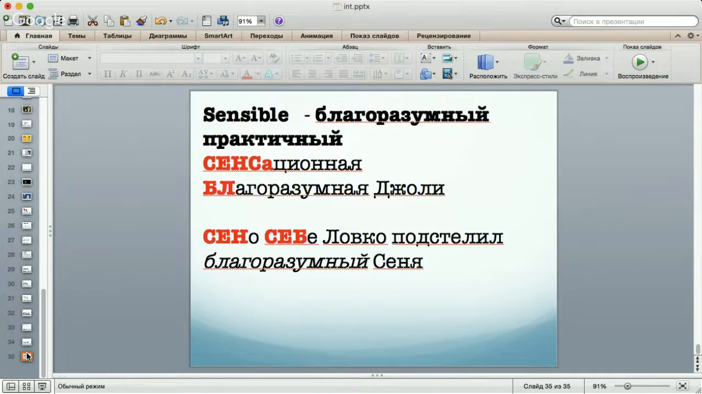And the last word for today, which sounds sensible. Sensible is the one who is very practical or intelligent, or the one who is not self-indulgent. So sensible is the one who will never waste a great deal of money on the things he or she doesn't really need. And basically, sensible is the one who has enough sense. Okay, so how can we remember this word?